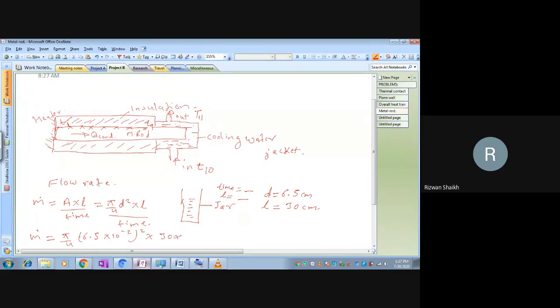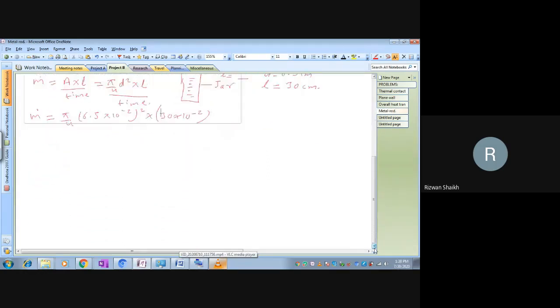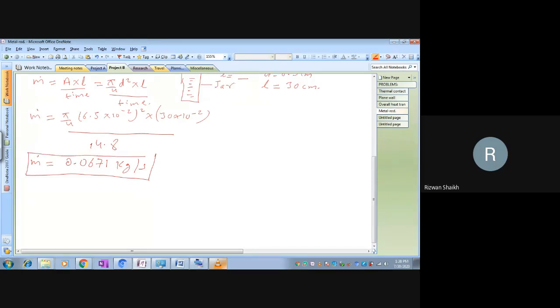It is 30 into 10 raised to minus 2. So if I apply this, divided by time. If I take the time as 14.8 seconds, I can get the flow rate. I will be getting the flow rate as 0.0671 kg per second. So this is the flow rate that we'll be using for our problem solving.